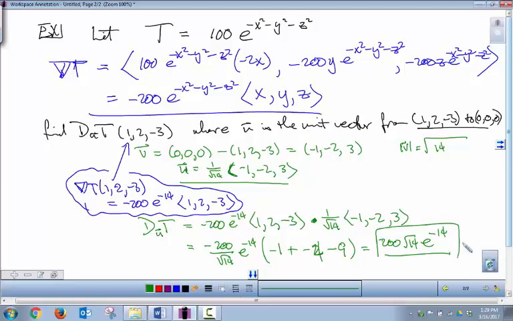So here's your directional derivative. This is the rate of change as you go from one point to the other point.